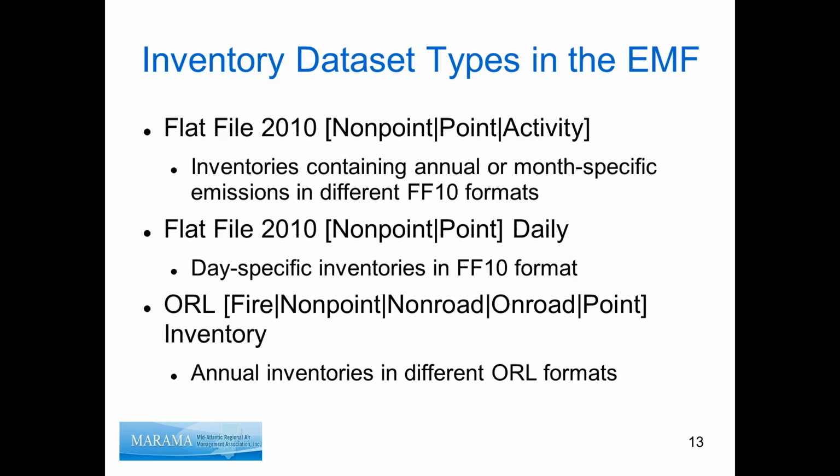So for these data set types that I'm showing here, I used a little syntax just to make the slide a little shorter for you. Basically, there'd be a data set type called flat file 2010 non-point. That is a data set type that's going to correspond to the annual or month-specific emissions for non-point in FF10 format. There'll be another one, flat file 2010 point, and 2010 activity. There are also two different types for the flat file 2010 daily, both the non-point daily and the point daily, which would give you your day-specific inventories.